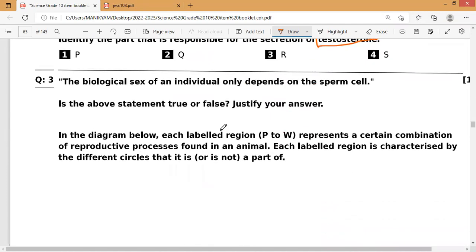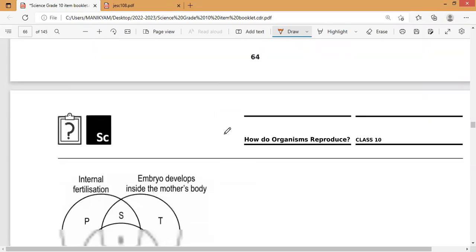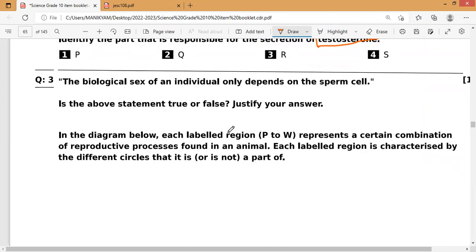Next. The biological sex of an individual only depends on the sperm cell. Is the above statement true or false? Justify your answer. Is it true or not? Everybody, go back to sex determination and answer the question. So let us read this one fully. True or false? Justify your answer. Is it true or not?